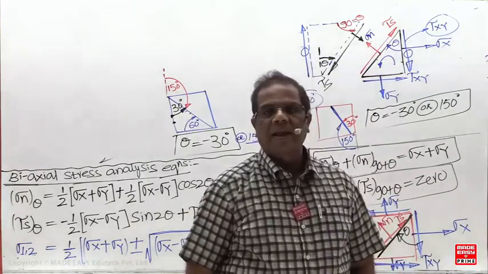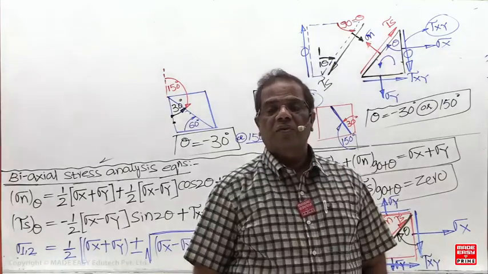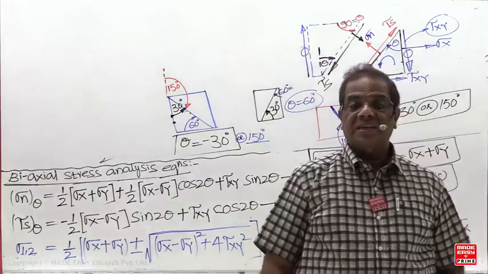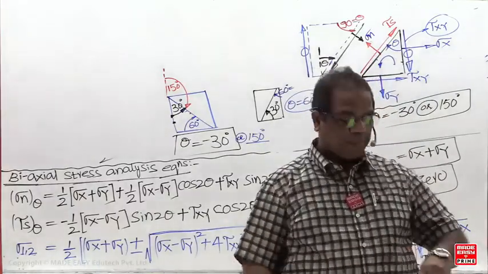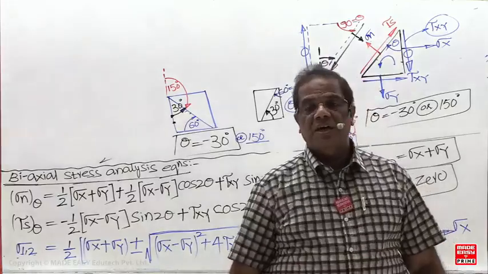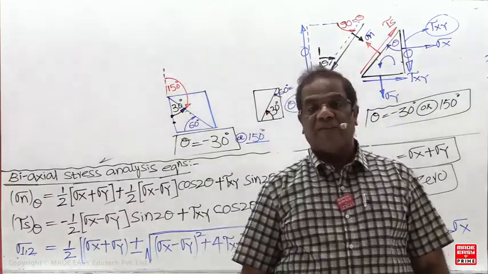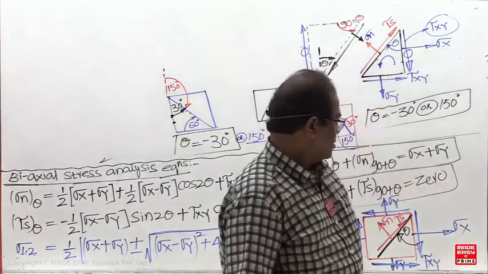Somebody is asking to repeat the fourth one. Inclination of the oblique plane, that is theta, should be considered positive when it is measured in the clockwise direction from the X face. Clockwise direction from the X face.